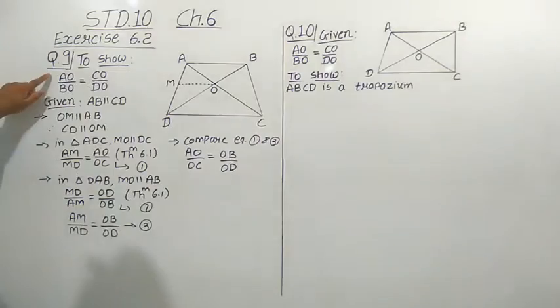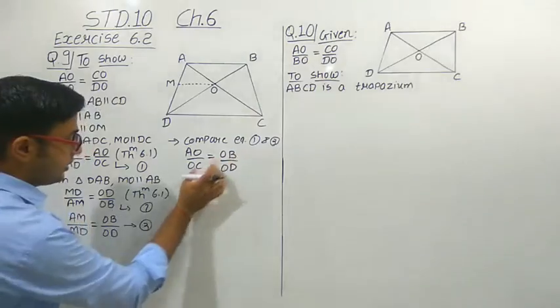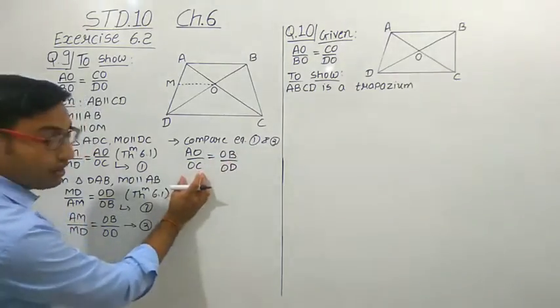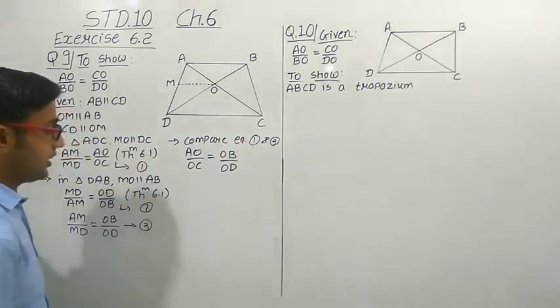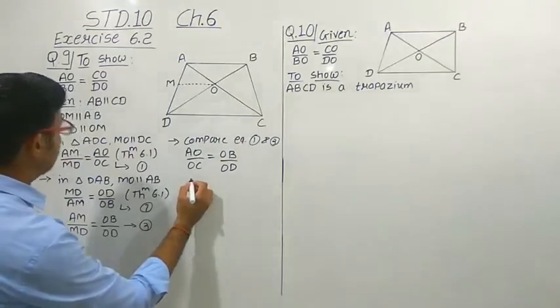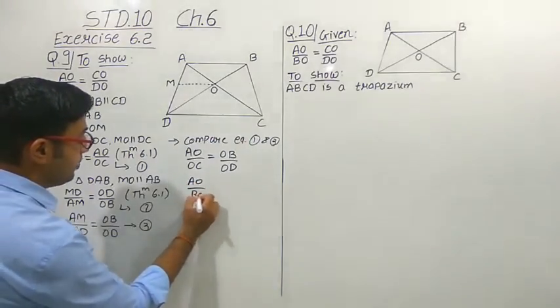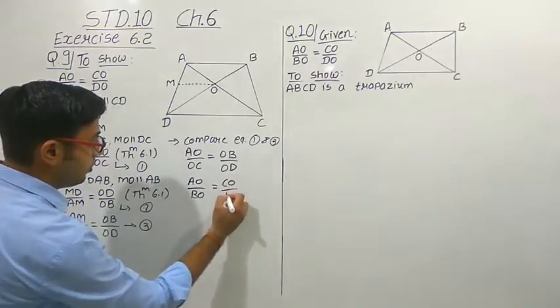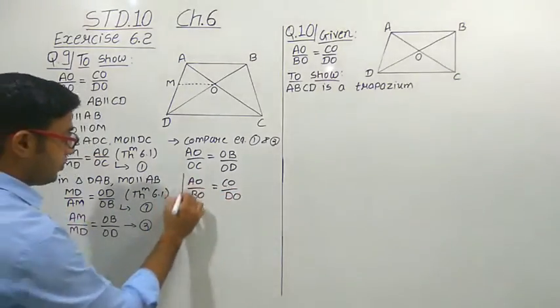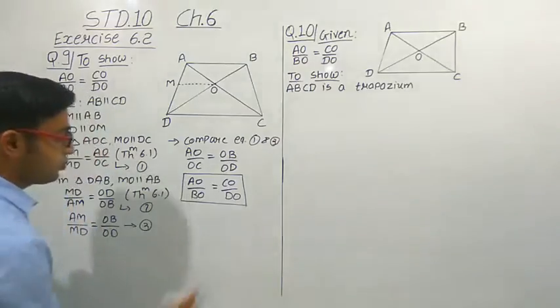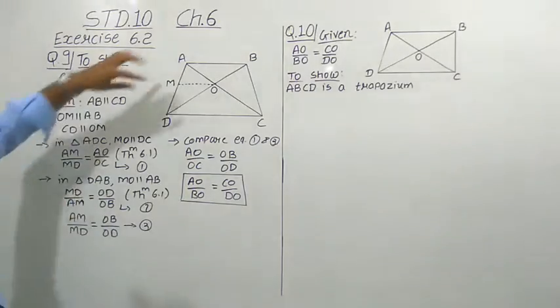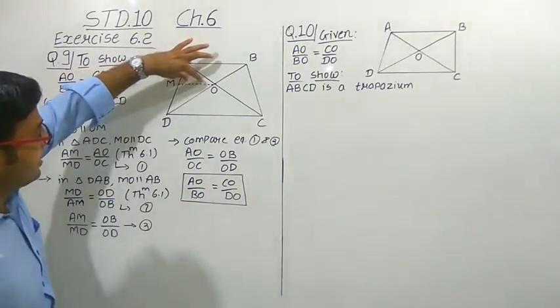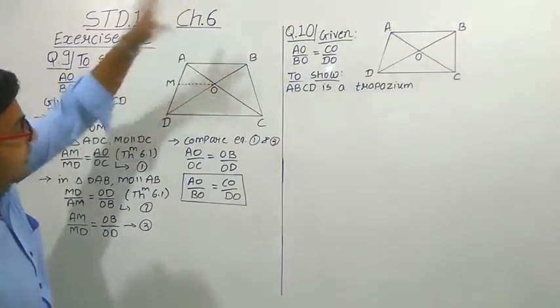But here what we required? AO upon BO. So we can take this to the left hand side. It will go in the denominator, and by taking this OC, it will go in the numerator with the OD. So here we can write it as AO upon BO is equal to CO upon DO. And this is the required result that we have to prove. So simply we have to construct this line MO, which is parallel to DC and AB.